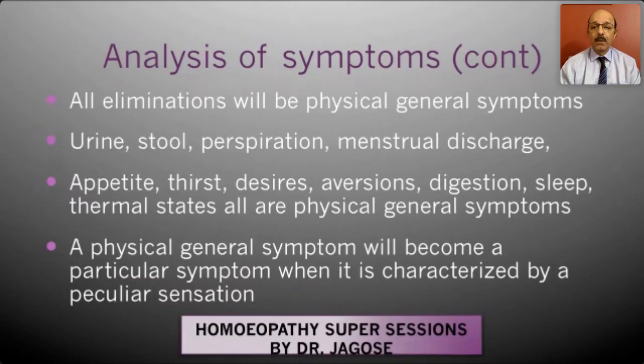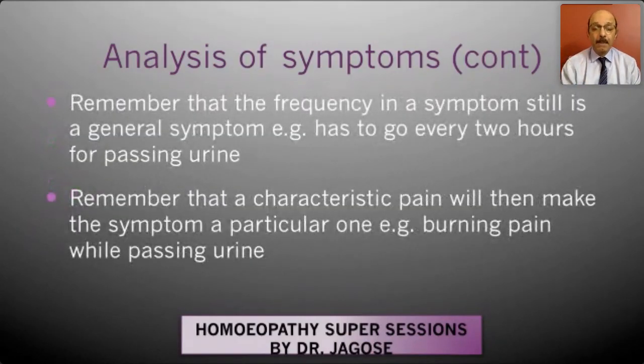A physical general symptom will become a particular symptom when it is characterized by a particular sensation. Now, this is very important to remember that, as I've told you, all this comes under the heading of the physical general symptom. But a physical general symptom can become a particular symptom when it is characterized by a particular sensation. Now, let me explain it to you in a better fashion. Remember that frequency in a symptom still is a general symptom. Example, has to go every 2 hours for passing urine. So with the exception of frequency, everything else which characterizes the general symptom will become a particular symptom.